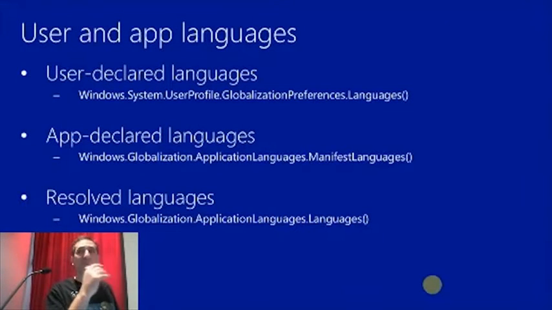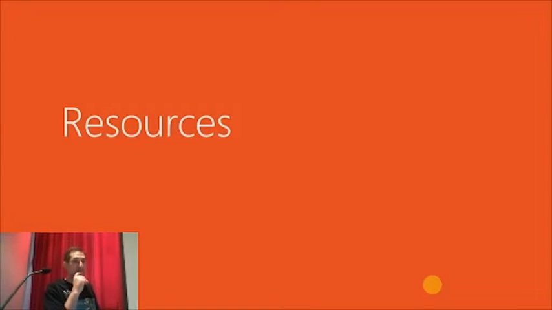So those are all the various scenarios. In some cases, as a developer, you may need to know which languages are being chosen, which languages your app may have as localized languages, which languages the user has declared as their preferences, or, in the end, after Windows has done all of the resolution of languages, what languages have resolved for this particular user? And you can do that using these various APIs that I have on the screen.